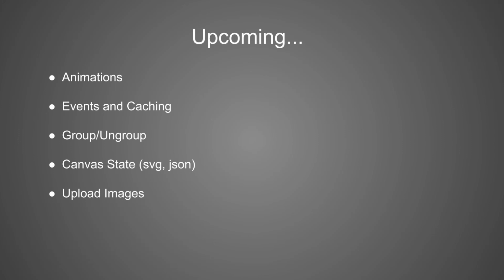Then we will deal with object events and object caching. These are just two topics we'll touch while implementing some basic features to our project. We will learn how to group everything in our canvas and ungroup it so we can control them as a whole or individually. Then we will save the canvas state, meaning we can clear the canvas and we can restore what we just cleared. Lastly, we'll add an image uploader just so we have a basic example of how to add an image to the canvas.